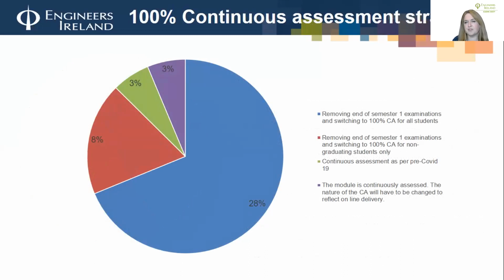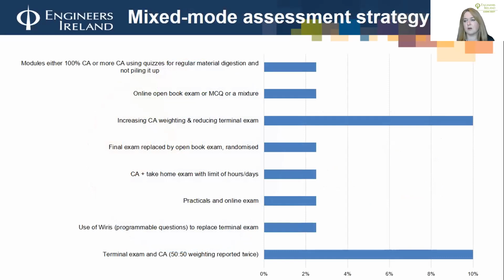Looking at the 100% continuous assessment strategy, a lot of the time, the majority of people there are reporting to remove the end of semester 1 exams and switching to 100% continuous assessment for students. So it's a clean cut. Followed by that is people for non-graduating students only, again, just changing that for leaving final year students with an alternative type of assessment. And again, continuous assessment as per pre-COVID-19 and so on. So lots of variety there, but a definite change in pedagogical direction, in comparison to how we were before March 2020.